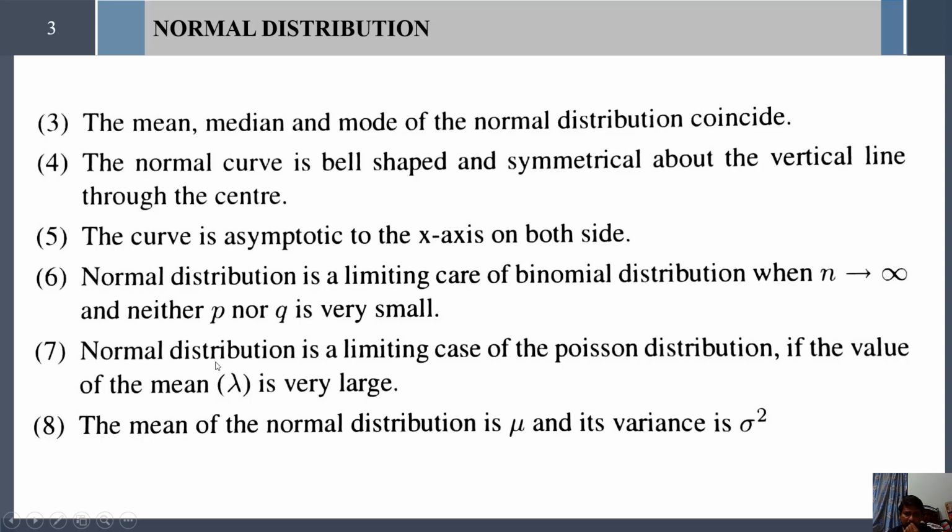Next, normal distribution is also a limiting case of Poisson distribution if the value of the mean lambda is very large. For Poisson distribution the parameter is lambda, and the mean and variance are also lambda. When the parameter lambda gets a larger value, it approaches normal distribution. And the mean of the normal distribution is mu and its variance is sigma square. This part we already saw.